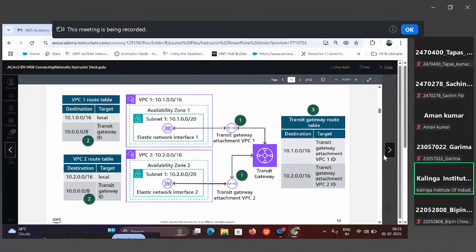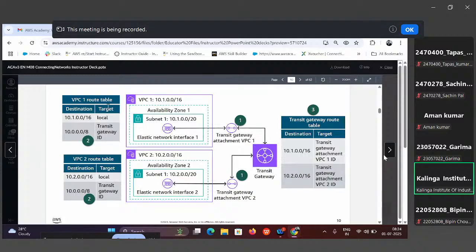So one VPC is configured for availability zone one, and another, VPC two, is configured for availability zone two, and there will be subnet one and subnet two. Subnet one is for this zone. This is another subnet, and there you'll see Elastic Network Interface one and Elastic Network Interface two.